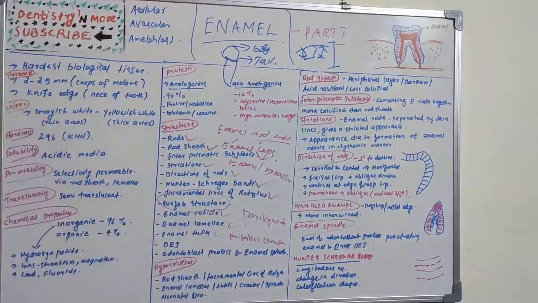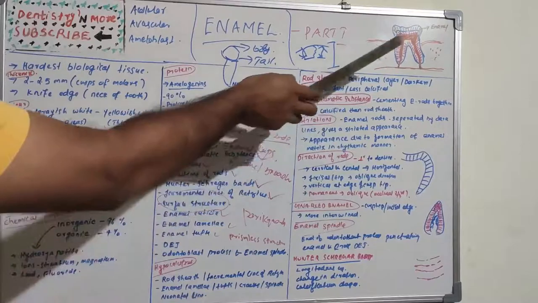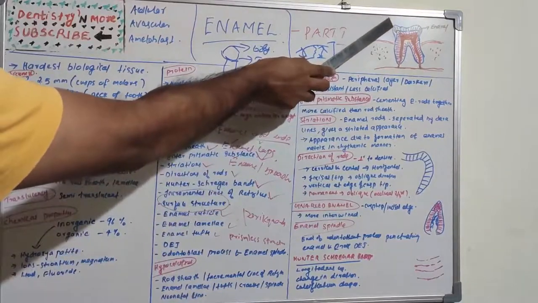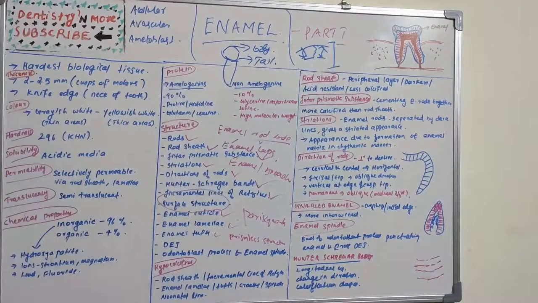Enamel rod ends and enamel caps. Now we have enamel cracks. They are actually the outer edges of lamellae. They originate from the incisal edge and extend to varying distances in enamel, in a perpendicular direction towards the dentinoenamel junction. So if any crack is present here, it will start from here towards the DEJ. Mostly it will be 1 mm in length. These are known as enamel cracks.